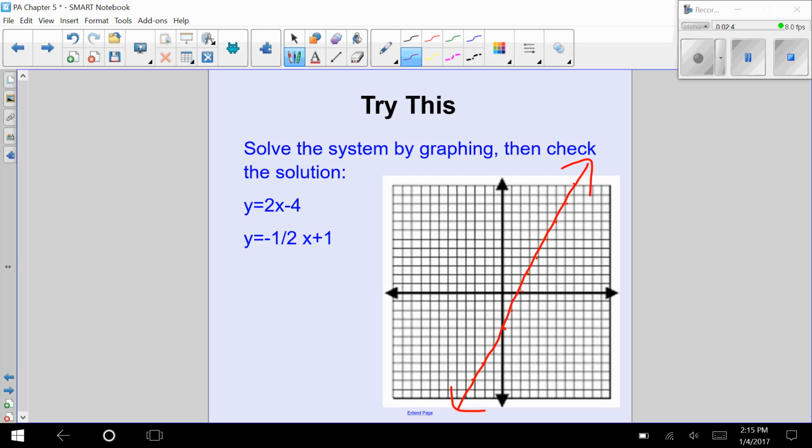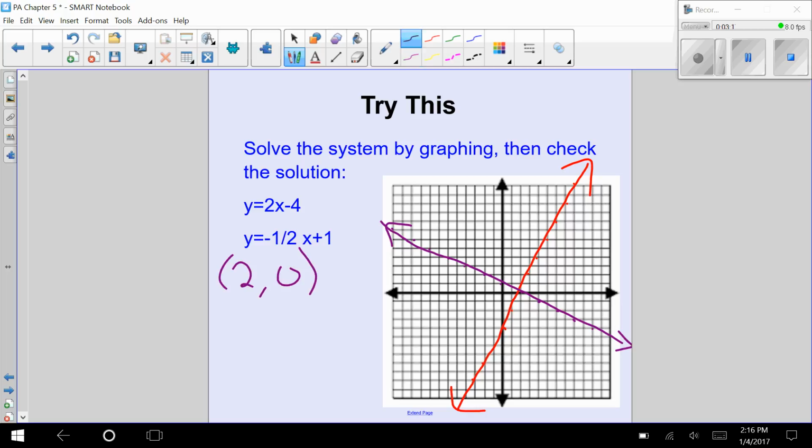y equals negative 1/2 x plus 1. We start at 1 on the y-axis. We go down 1, right 2, or up and left. And then we connect them with a line. You'll see that our lines intersect at the point (2, 0). So that should be our solution.